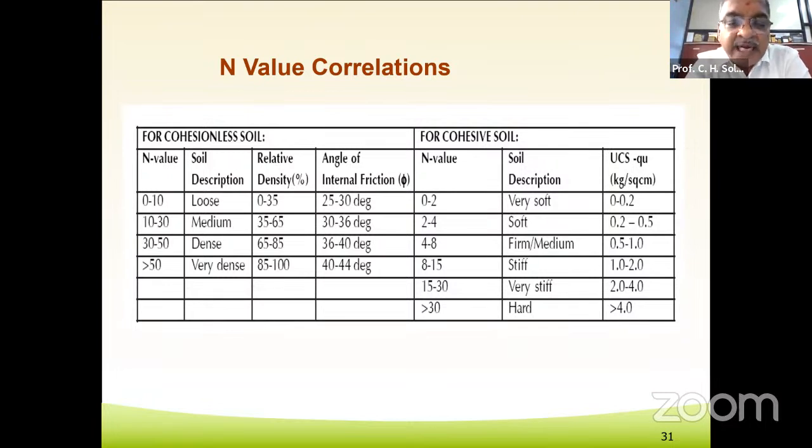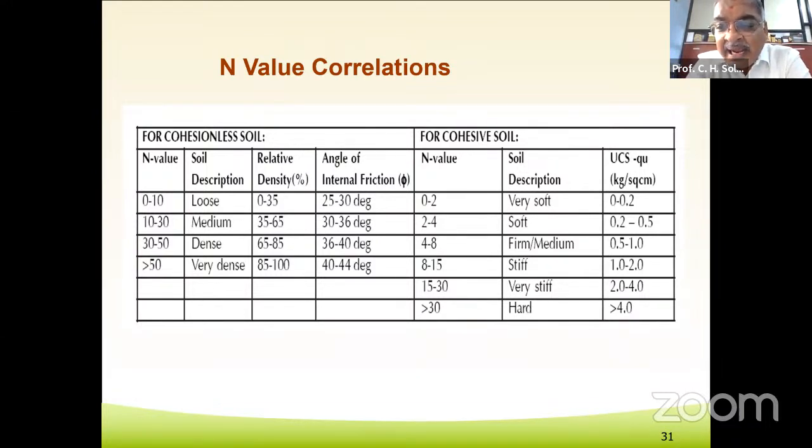Whereas the angle of internal friction has also been correlated here with the N value. So you may see that when the N value is 0 to 2, the angle of internal friction is limited to 30 degrees. Whereas in case of the N value 30 to 50, the angle of internal friction is about 36 degrees.